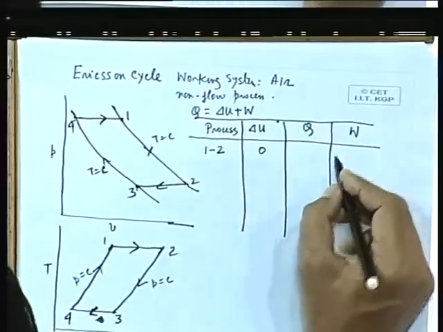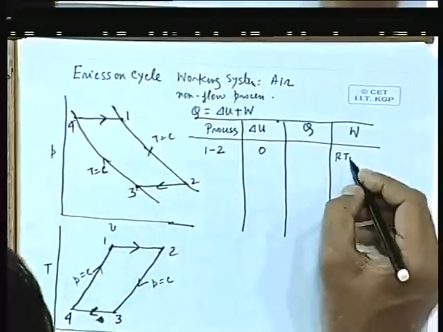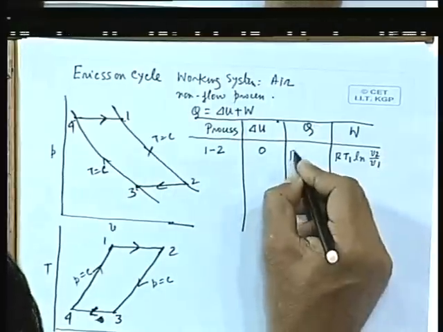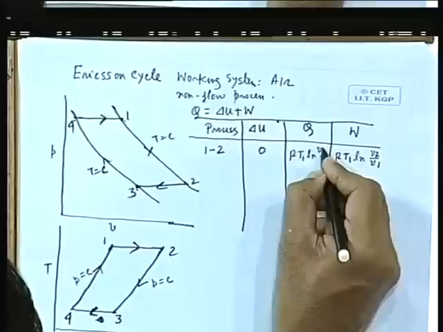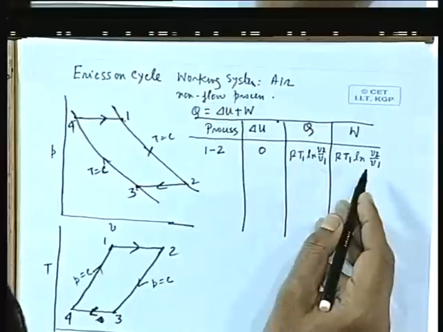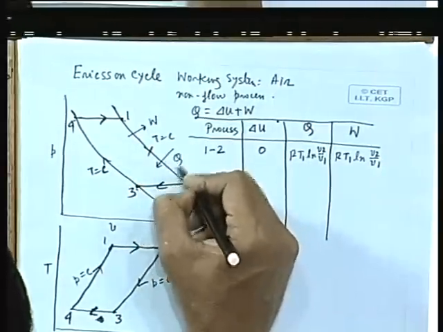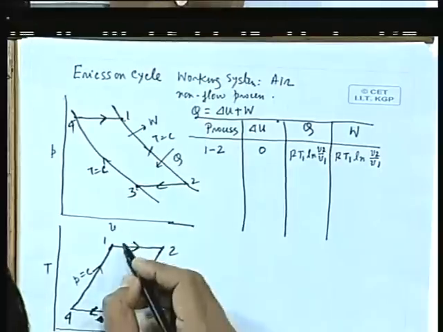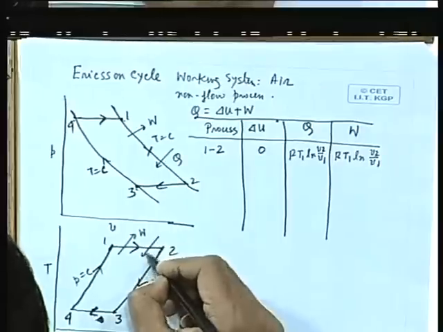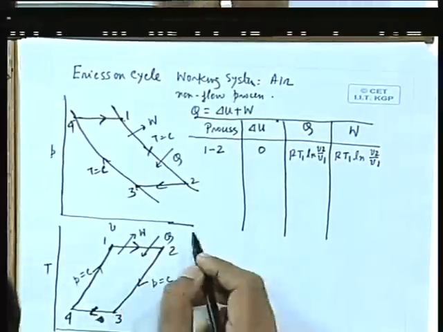So W is evaluated as the integral of PdV as we did earlier. So R T1, and T1 and T2 are the same. So this is ln V2 by V1, and Q will be R T1 ln V2 by V1. All right, and V2 is more than V1, so both Q and W are positive. So therefore there is a W coming out and there is a Q going in by the nomenclature. For 1 2, W is coming out and Q is going in.